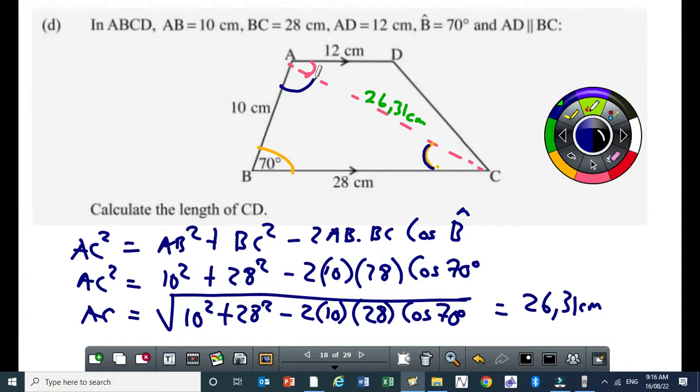Okay? So, let's calculate the size of BCA. To calculate BCA, we are spoiled for choice now. But the best way is to use the sine rule. Okay? That's the best way. I will not encourage you to use the cosine rule, but you have to use the sine rule.